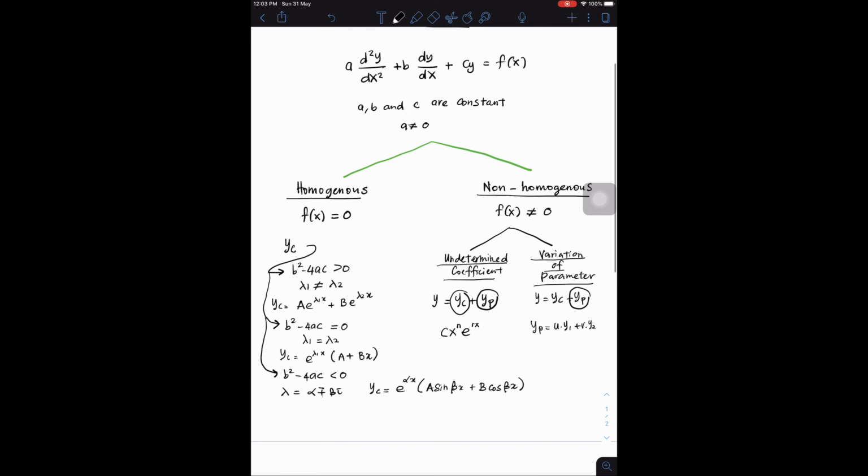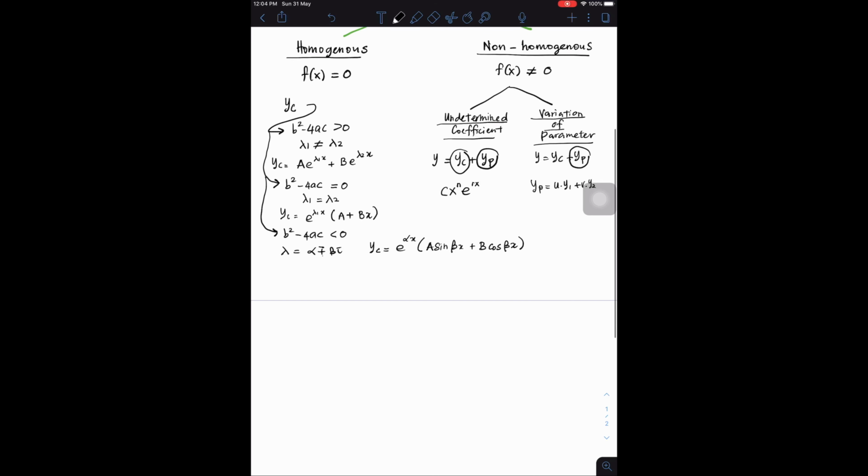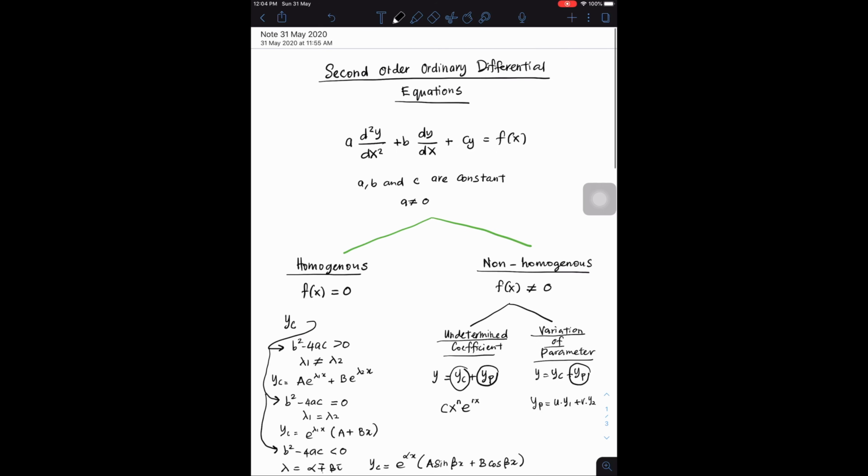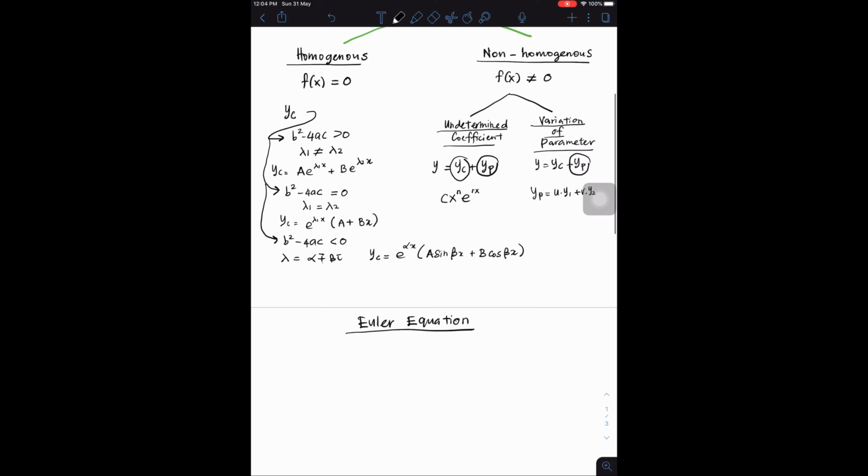Today we will learn a new subtopic, and the last subtopic for chapter 2, which is called the Euler equation. What is the Euler equation? What is the difference between Euler equations and the general second order differential equation that we learned before? You will have the second order ordinary differential equation in Euler equation form, where it can be written as a x² d²y/dx² plus b x dy/dx plus cy equal to f(x).